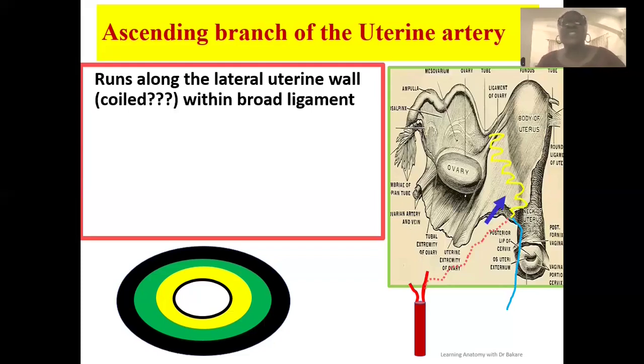So upon its division into the ascending and descending branches, for the ascending branch, what is highlighted here in yellow, we see it cutting in between the broad ligaments. And within this space, you see it giving off the anterior and the posterior arcuate arteries. Arcuate means it runs in an arc-like configuration.